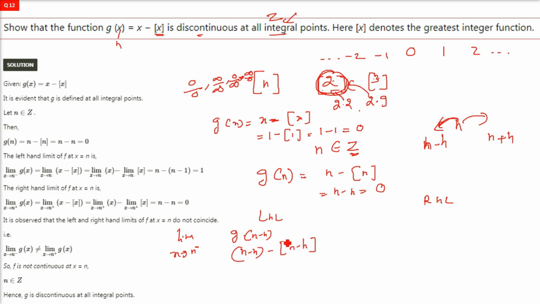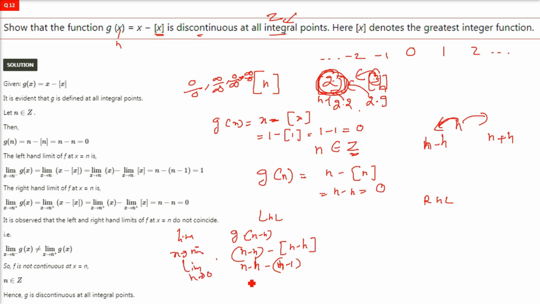Now I told you that when you have something less than n, you have to go to the floor of that value. Say for example n is 3. So when you subtract some 0.01, it will be 2 point something, and you have to take 2. That is, for n minus h, you have to take the value as n minus 1, the floor. Okay. Now apply the limit, n minus h minus (n minus 1).